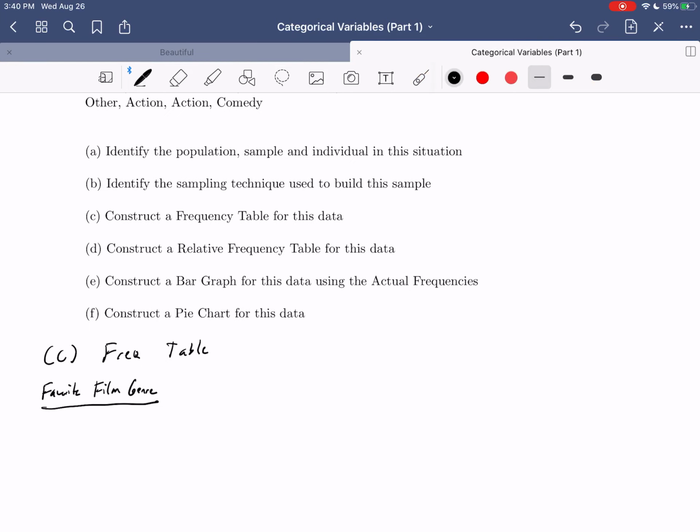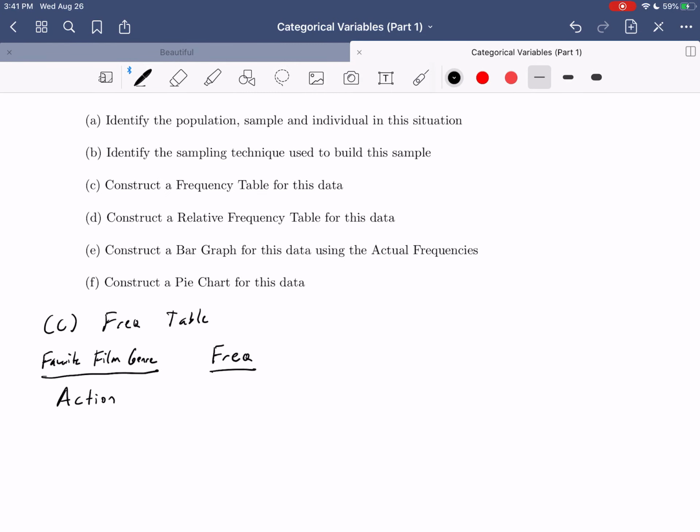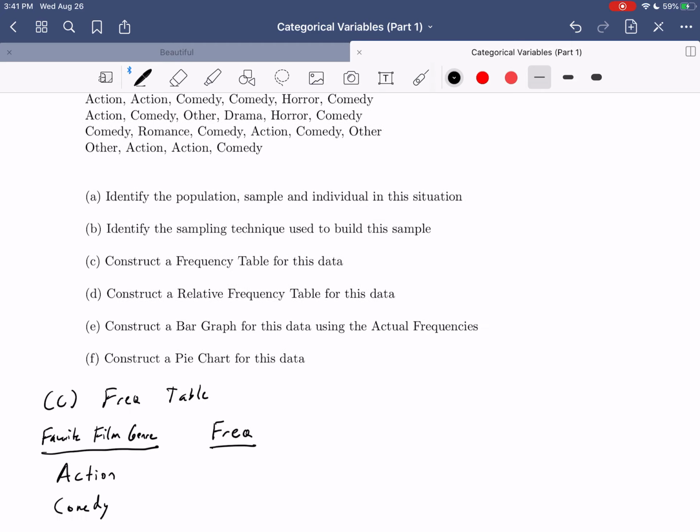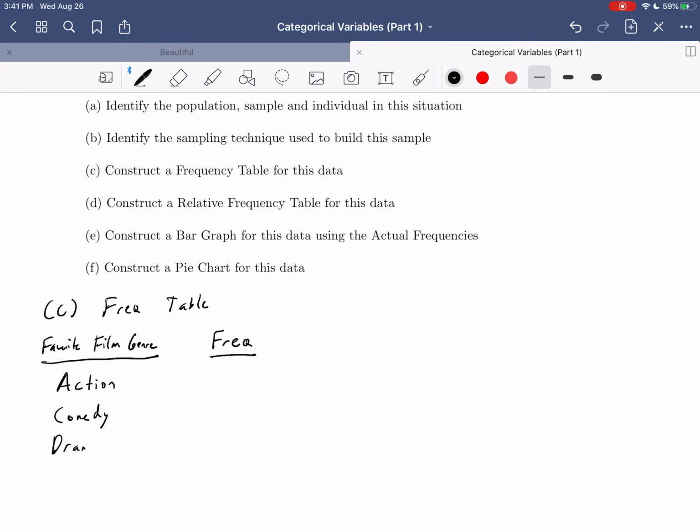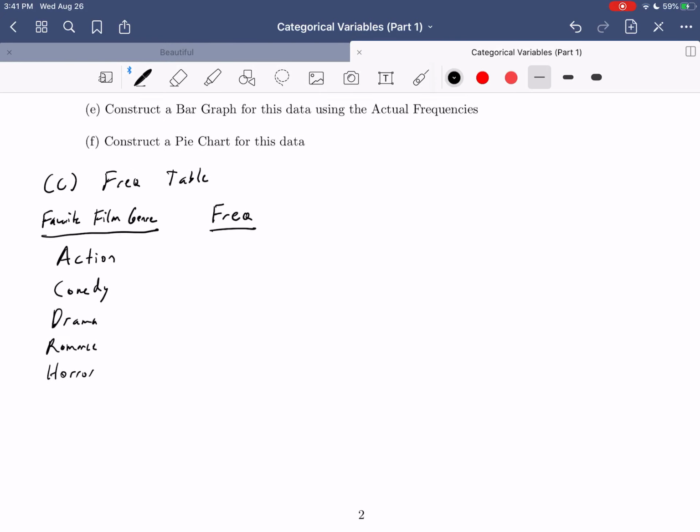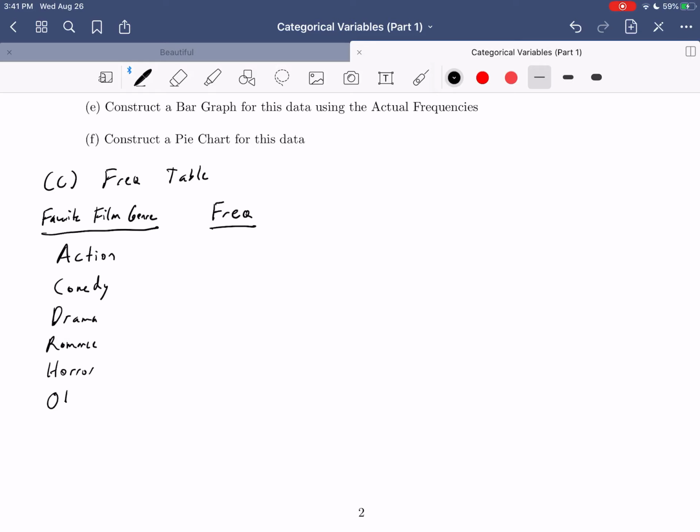So we have favorite film genre, and we want to have their frequencies. So we can just put them in the order that they were listed. So I think we listed them as action, comedy, drama, romance, horror, and other. Okay, so it doesn't matter the ordering that we have for them. We'll just give some lines here so we can read this more easily.